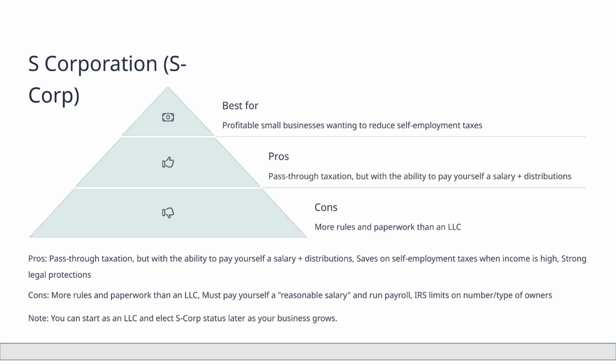It offers the flexibility to pay yourself a salary and distributions from profits, and helps with saving on taxes when income is high. However, it involves more rules than a limited liability company, requiring payroll, which is considered a reasonable salary as determined by industry or marketplace standards. S-Corp owner types are also limited to individuals, certain trusts, and estates.